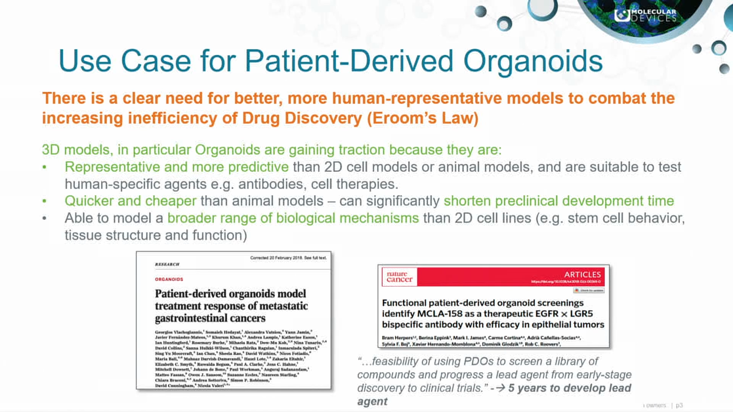And organoids are obviously also able to model a much broader range of mechanisms than just 2D cell lines alone. So for example, if you're looking for compounds that impinge on stem cell behavior or impinge on something that's specific to 3D biology, so cell-cell interactions or anything that's structural, you really need to be using a model that is more complicated than 2D biology.